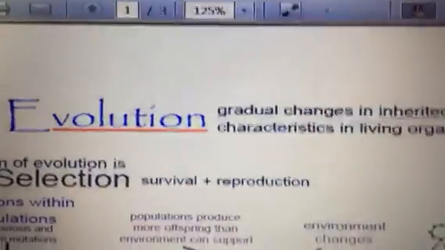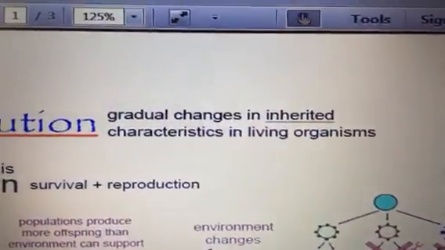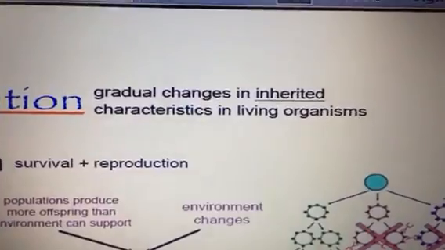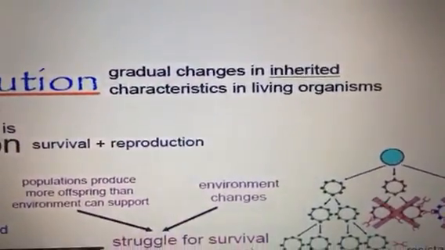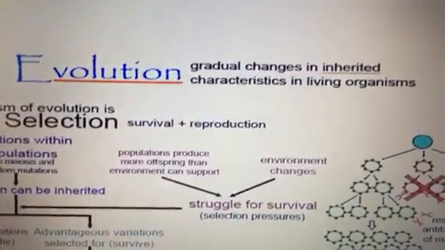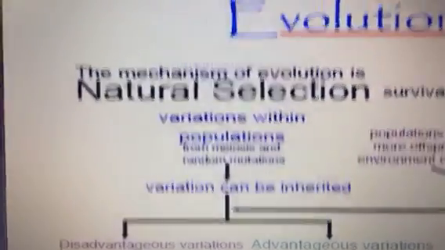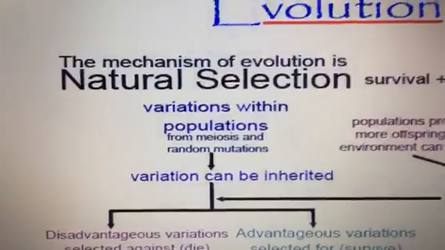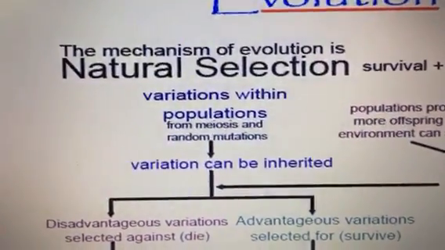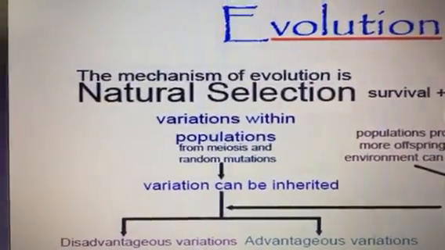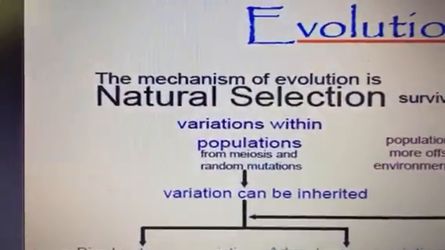So evolution is gradual changes in inherited characteristics. They need to be genetic characteristics, but genetic characteristics can change, as we're about to investigate and look at. So the mechanism of natural selection is how evolution is kind of powered. It's what drives the slow and gradual changes of living things on Earth. So how does natural selection work?